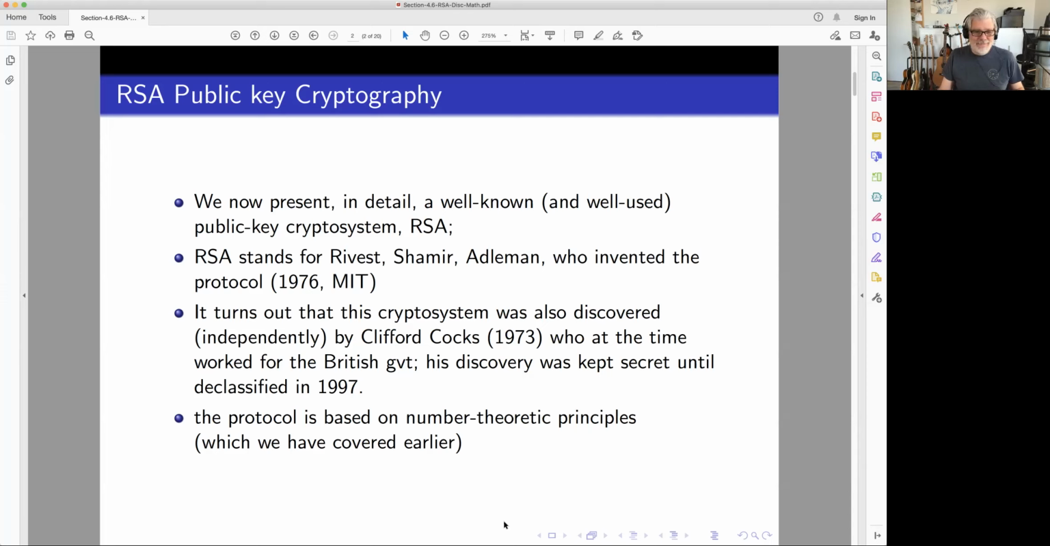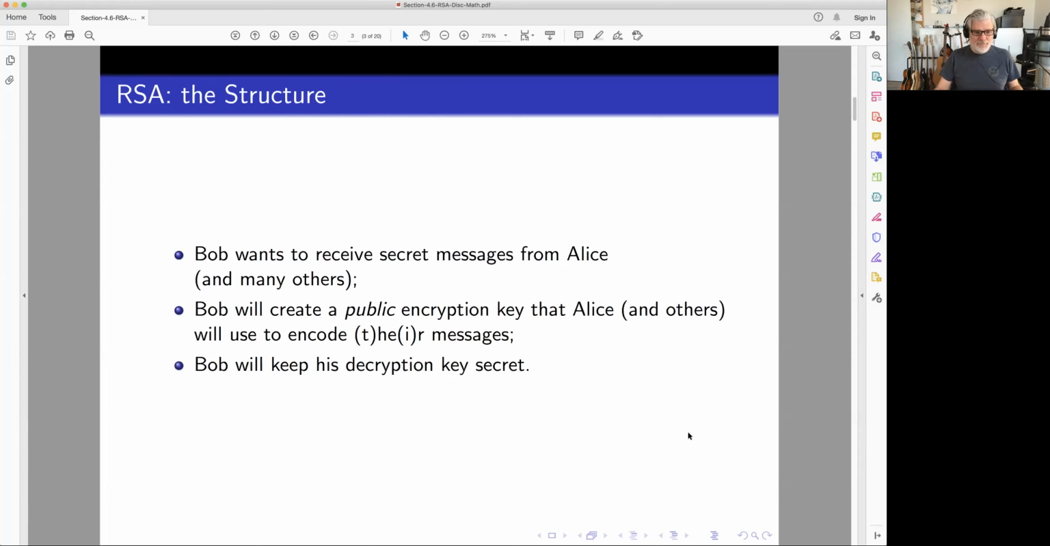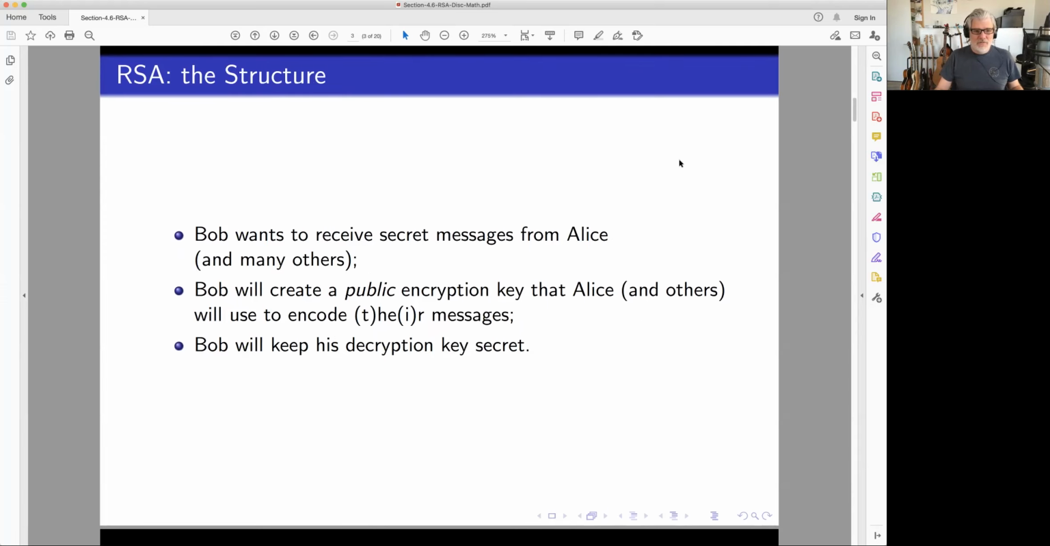Tough luck. Okay, so the protocol is based on number theory. That's what we've been building up to in chapter 4. So here is the overall structure of RSA. Remember we have Alice and Bob and Eve. Alice wants to send something to Bob, and Eve is intercepting whatever Alice is sending, and hopefully Eve doesn't figure out what it means.